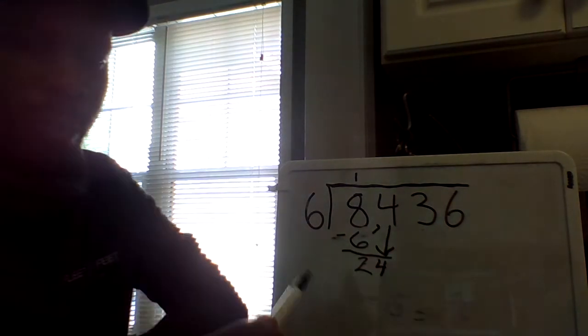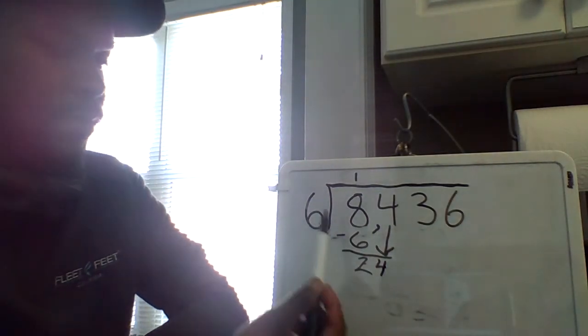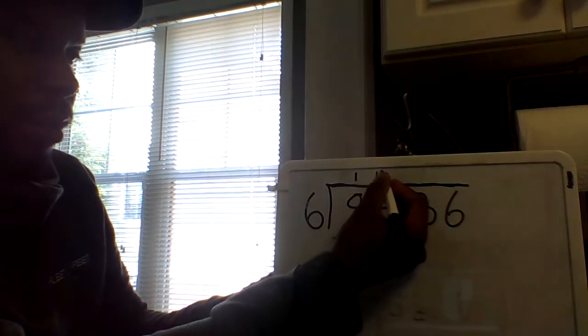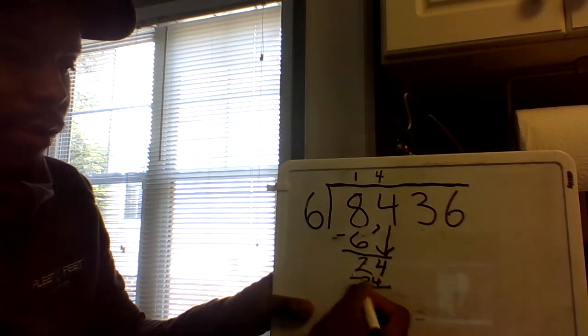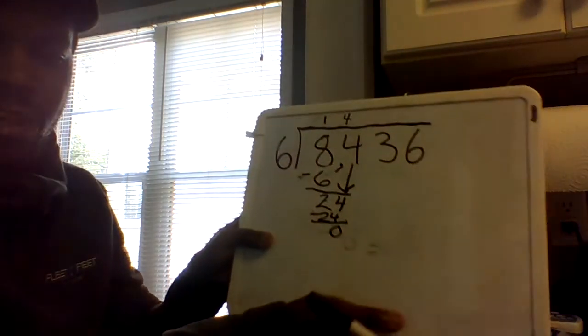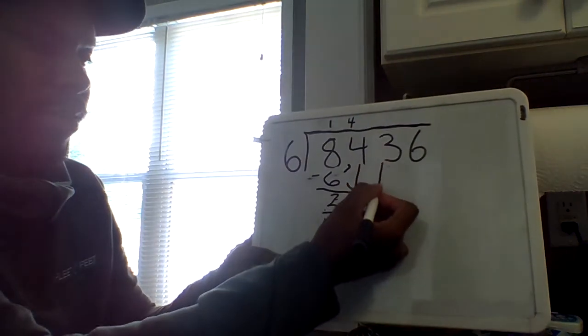So now I need to see how many times my divisor, 6, goes into my new number, 24. I know that 6 times 4 is 24. So bring my 4 there. 4 times 6. Now take away 24. And that leaves me with 0. Now I'm going to hold this up so you guys can maybe see a little better. Next step, I bring my 3 down.